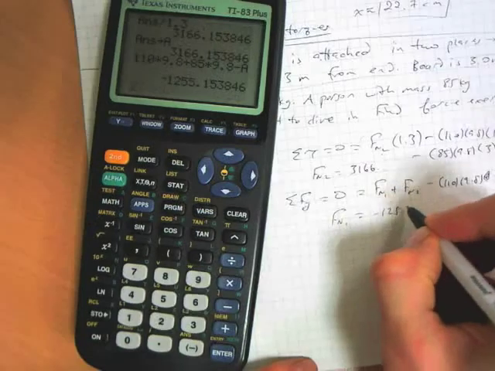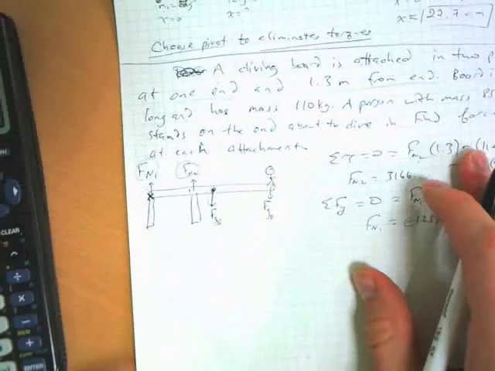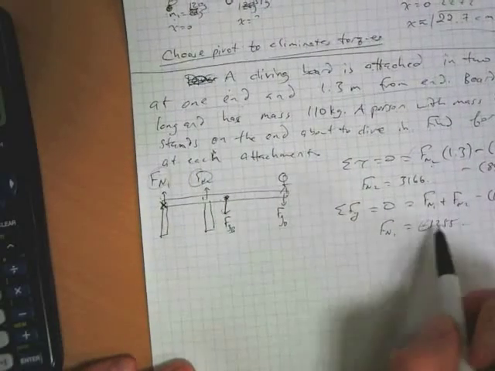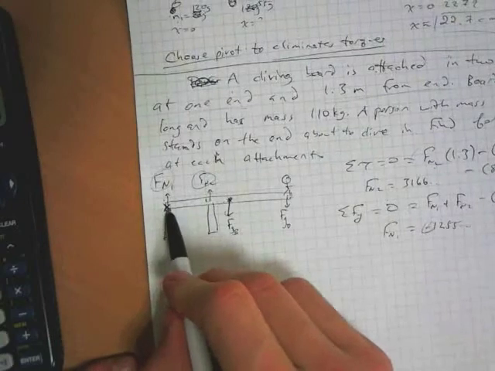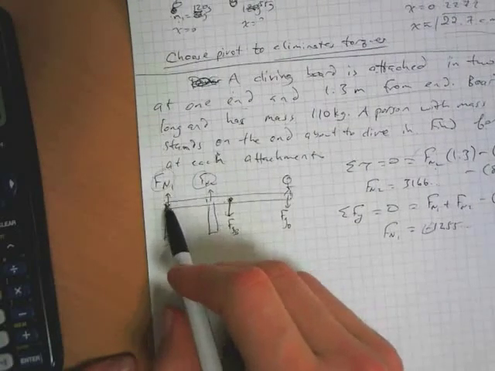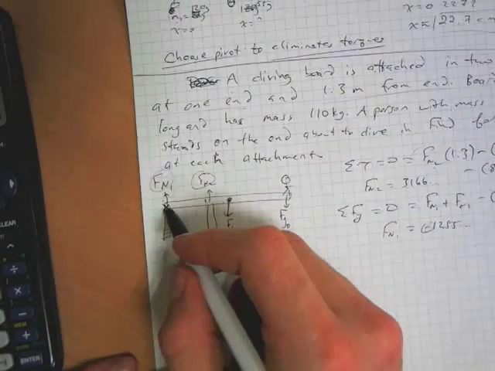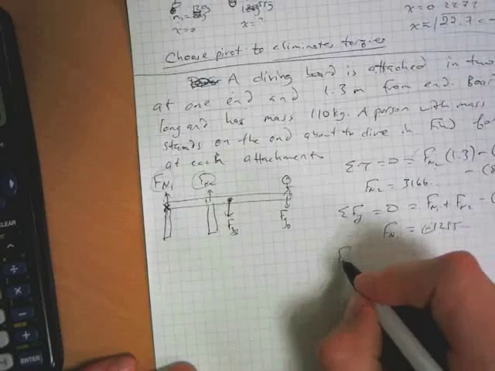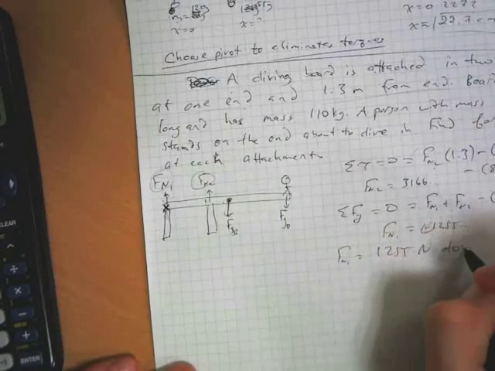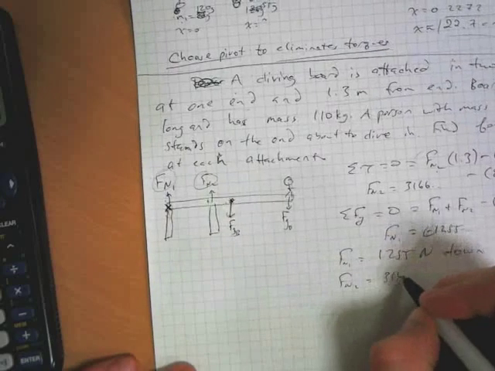Well, what does that mean? It's negative? That might seem kind of weird, but what that means is that this attachment over here is actually pulling down on the board instead of pushing up on it. So I assumed it was pushing up, and that got me a negative, which means the force is actually going downward. So Fn1 is 1255 newtons down, and Fn2 is 3166 up.